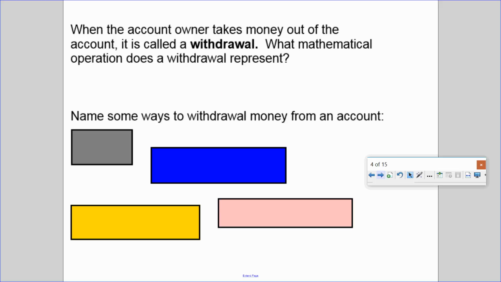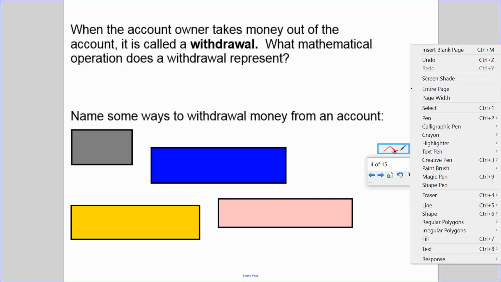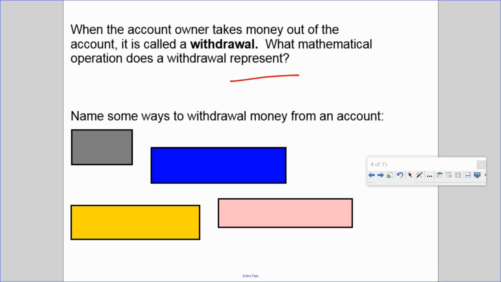When the account owner takes money out of the account, it is called a withdrawal. What mathematical operation does a withdrawal represent? It means subtract. Name some different ways you can take money out of your account. Again, let's do the ATM. Because I know once a week, I don't want to wait in line, so I go to the ATM and I do a fast withdrawal.